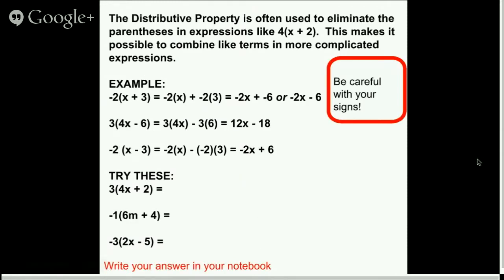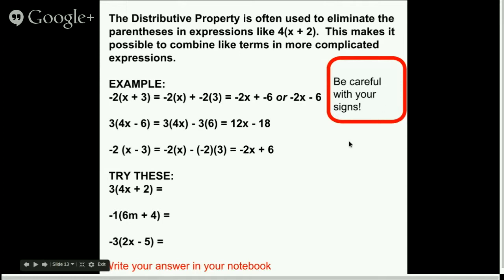So you can use the distributive property to get rid of parentheses. You would want to do that to help you combine like terms, and to make the equation look a little simpler sometimes. Sometimes this is simpler, other times it is simpler to make it look like this.